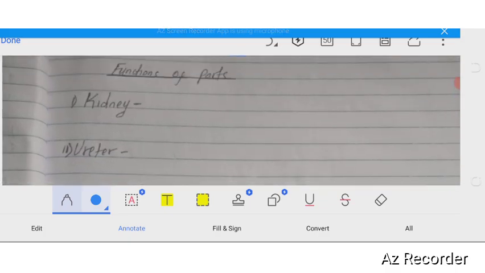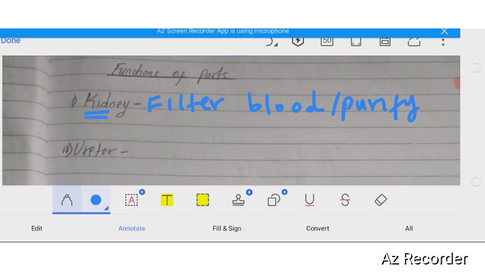The main function of the kidney is to filter blood. Filter, or sometimes you can say purify. It is to filter or purify blood. This is the main function of the kidney. And in terms of shape, it is bean-shaped, shaped like a bean. So that's the function of the kidney.